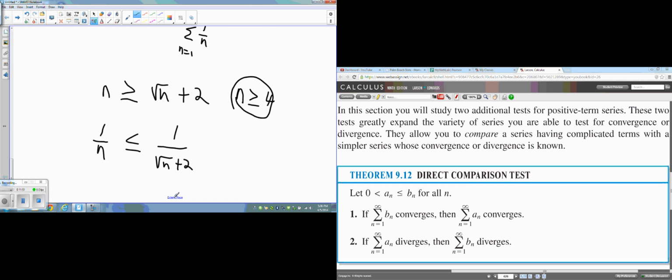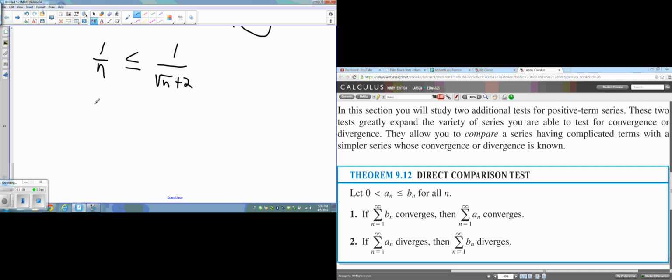And we see here that this would be my an, and this would be my bn, the larger one is bn, and I know that an, which is the harmonic series, diverges. So since an diverges, by the direct comparison test, it says if an, the smaller series, diverges, then the larger series bn also diverges. And I know that beyond 4, this is always greater than this. Therefore, as n gets really large, because this one diverges, it also forces this one to diverge.